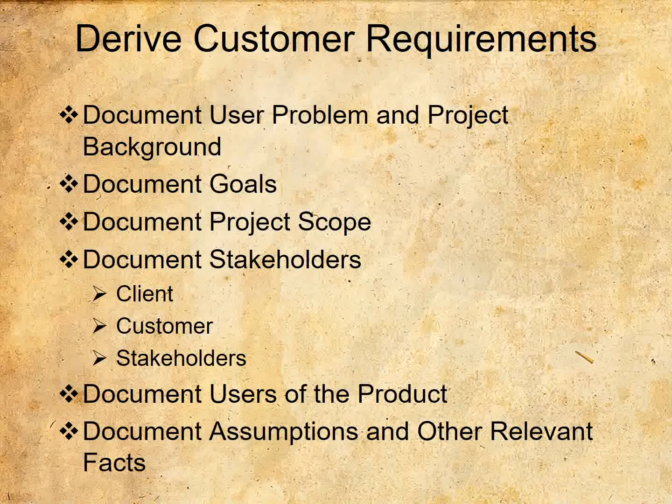Document assumptions and other relevant facts. Document any assumptions that were made in the development of the to-be process and architecture designs. If there are any other relevant facts that can influence or provide insight to the developers of the system, document them in this section of the customer requirements document.